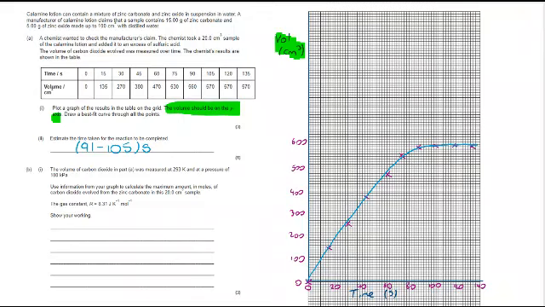Okay, let's take a look at B part 1. The volume of carbon dioxide in part A was measured at 293 K, a pressure of 100 kilopascals. Use information from your graph to calculate the maximum amount in moles of carbon dioxide evolved from the zinc carbonate in this 20 centimetre cubed sample. So it is a straightforward ideal gas equation question with a little bit of information gathered from the graph that you've drawn, or indeed from the table above.